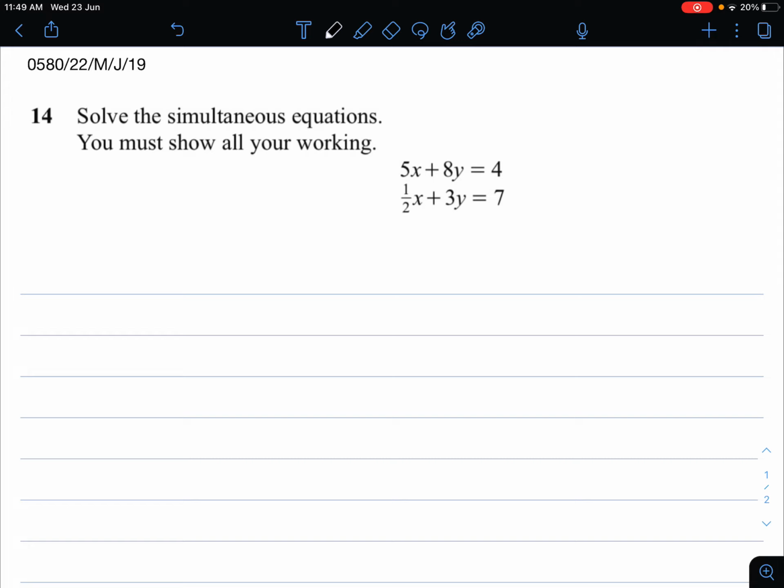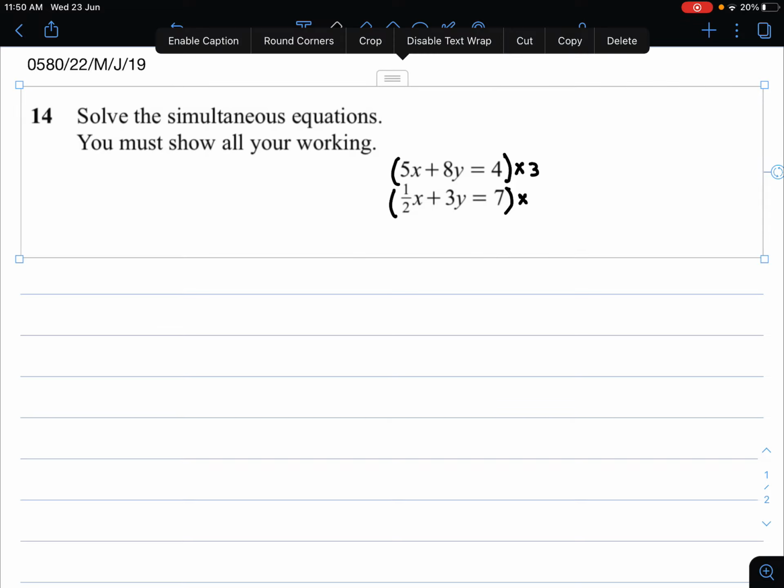So how we can do that is we need to get one variable's coefficient the same in both the equations. We can do that by multiplying the first equation by 3. Now you can multiply both equations by any number. You can even multiply only one equation to match the other equation's coefficient. It all depends on what method you use. So we can multiply the second equation by 8.